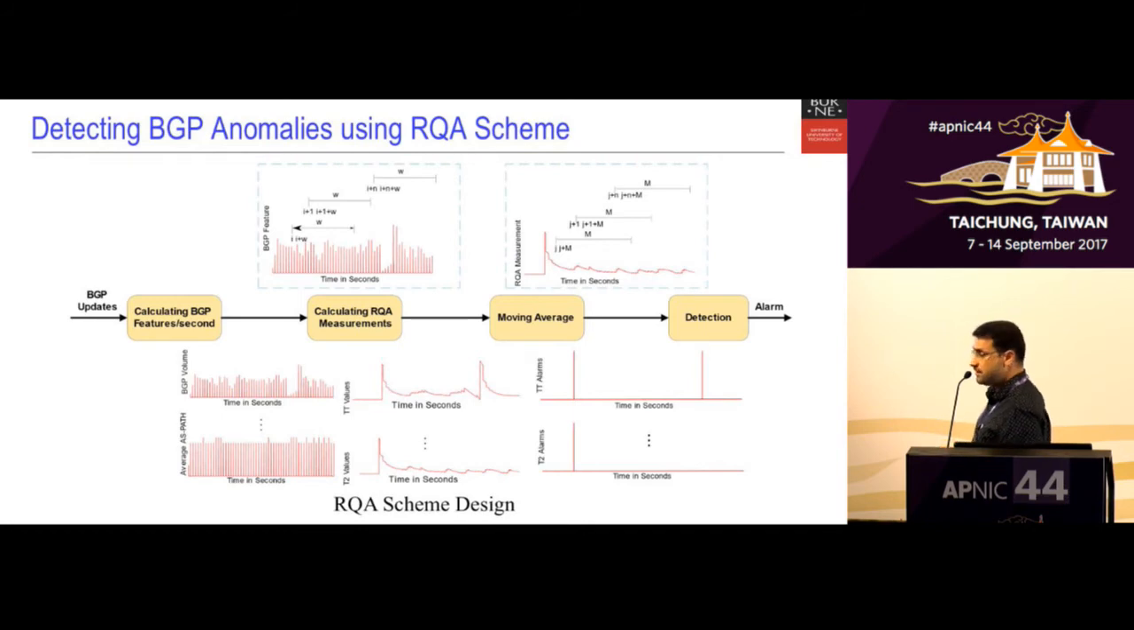Then we apply another technique to calculate the significant change in the RQA measurements. The output of the moving average will be multiple alarms, one per RQA measurement. And finally, the detection is simply a logical OR of all the RQA measurement alarms.